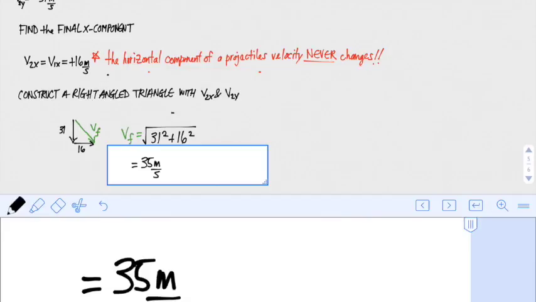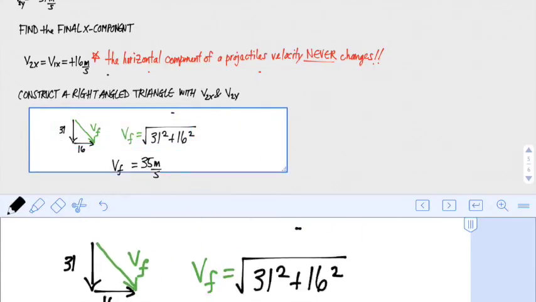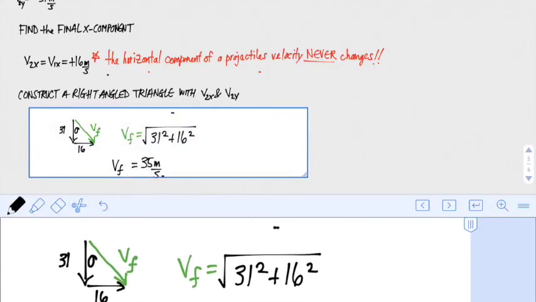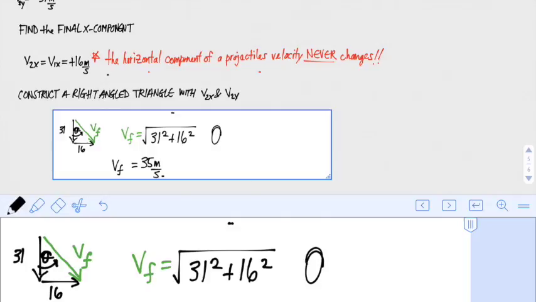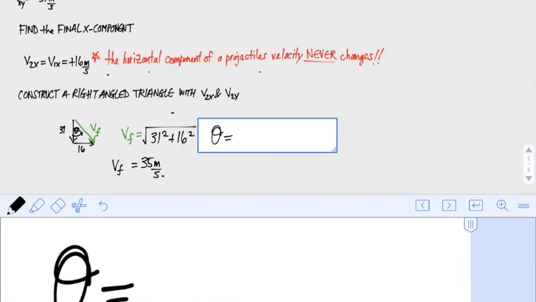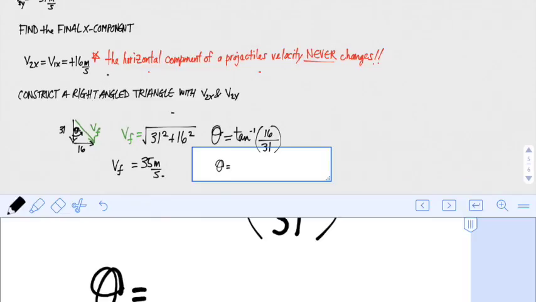So we're almost done. We've identified the magnitude of the final velocity, but we haven't given an indication of its direction. In order to do so, we need to find theta, the angle with which this velocity is making. In order to find the angle, just as we've done in previous examples, we're going to use trig ratios. We can state that theta is equal to the inverse tan of the opposite over the adjacent. In this case, the opposite to the angle is 16 and the adjacent is 31. If you punch this into your calculator, you end up with an angle of 27 degrees.